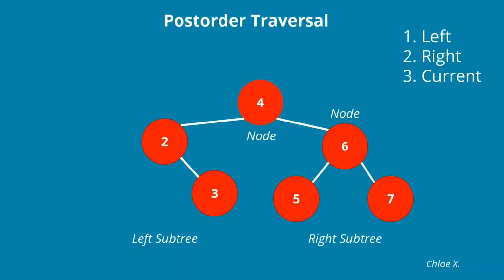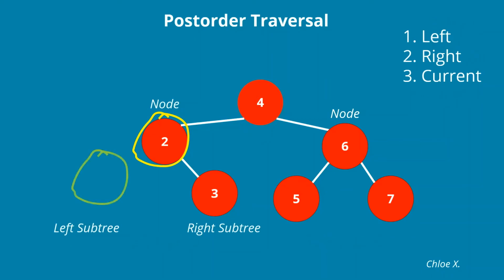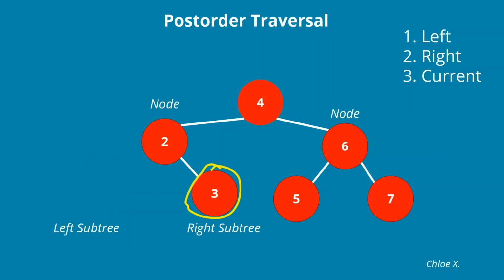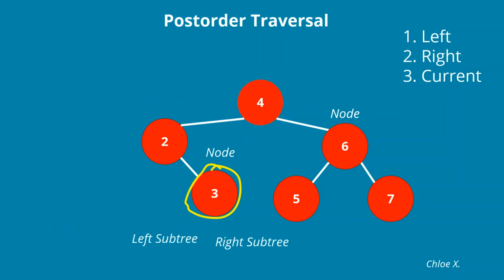Start at root, don't forget our steps. 1, look to the left. We should look to the left again, see nothing there. Instead of going to current, we're going to look right. And 3 will make that recursive call. Check left, check right, nothing there. Finally, we can go to current 3, visit that.